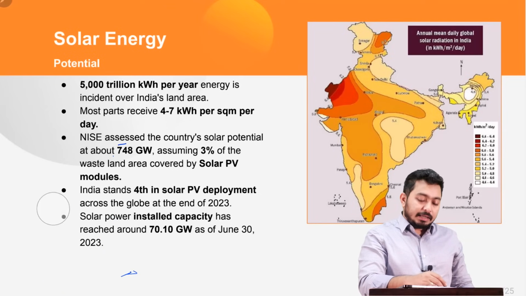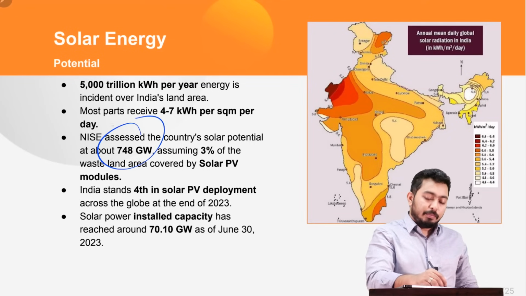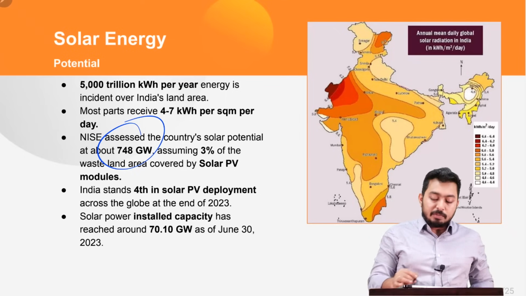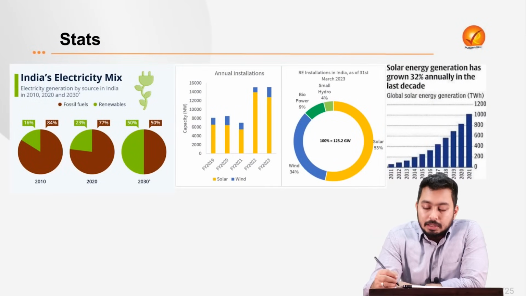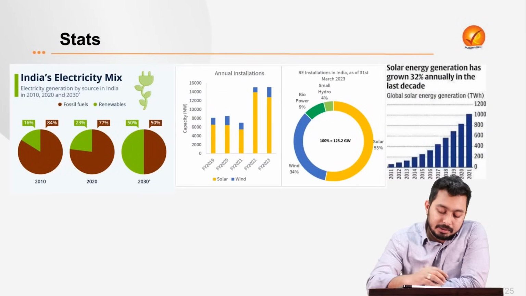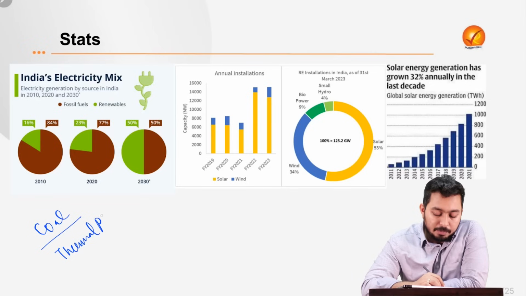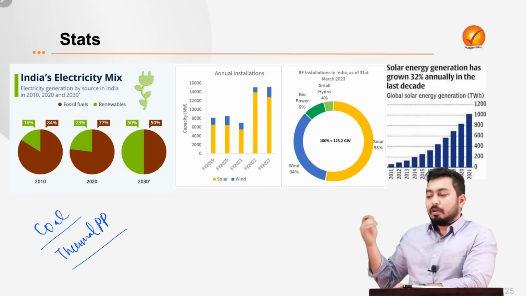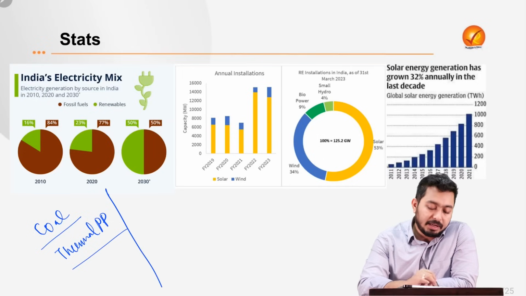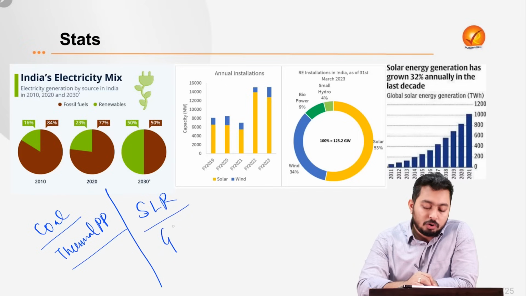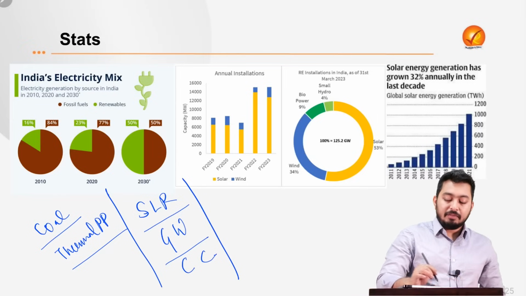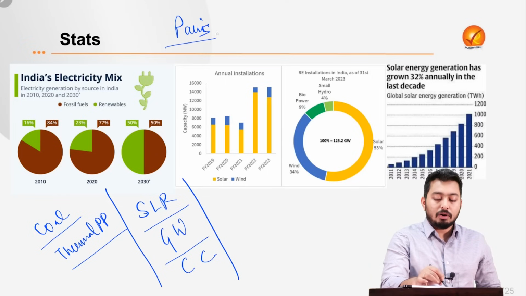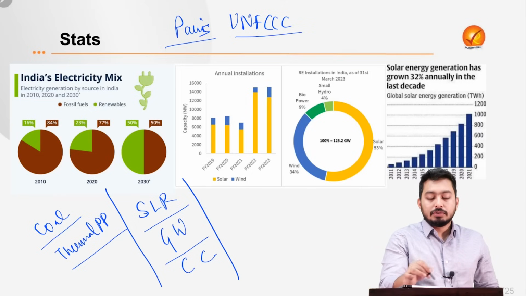Now this being said, let's understand that this potential of 750 odd gigawatt is by assuming that only 3% of our wasteland is being covered by solar photovoltaic. Now simultaneously you also have to understand a simple story: India was using a lot of coal, or thermal power plants. Simultaneously we were looking at issues like sea level rise, global warming, climate change. All these keywords were new terms that were coming in, but suddenly they became very vigorous with the Paris Agreement of UNFCCC, back in 2015.